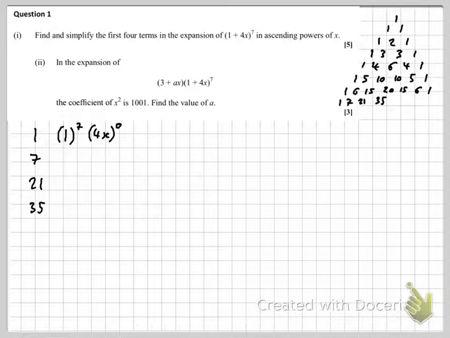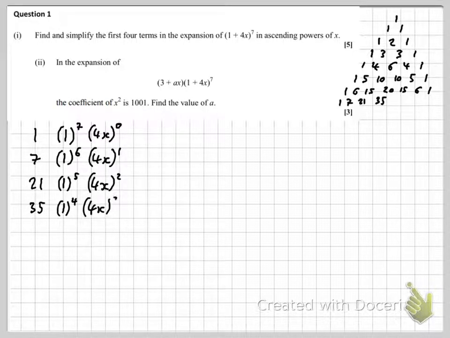And then with the next term, if we continue, the first term is going to be raised to the power 6 and the second term to the power 1. Again, the powers adding up to 7 each time. Carry on that pattern until you've generated all 4 complete terms. And then all we need to do then is calculate them.